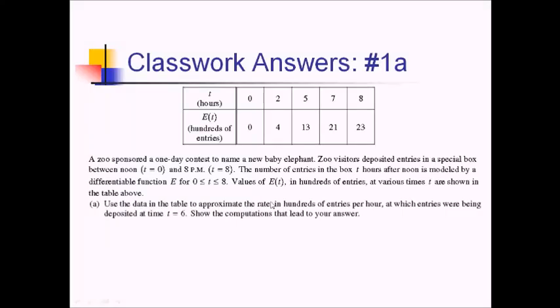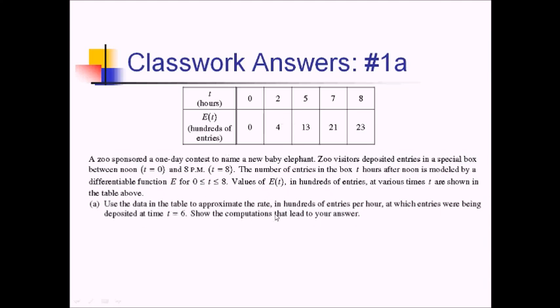On this problem, we have a zoo sponsoring a one-day contest to name a baby elephant. Our visitors are depositing entries in a special box between noon and 8 p.m., and the number of entries in the box is modeled by some function E, whose values in hundreds of entries are given in this table right here. So, part A, use the data in the table to approximate the rate in hundreds of entries per hour at which entries are being deposited at time 6.